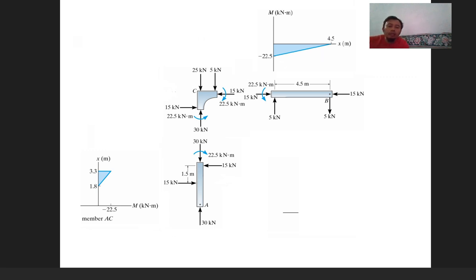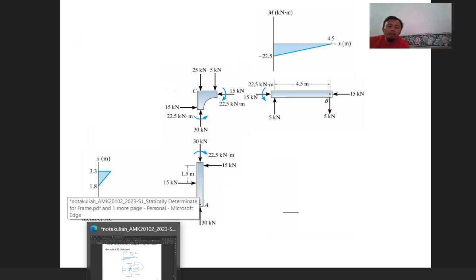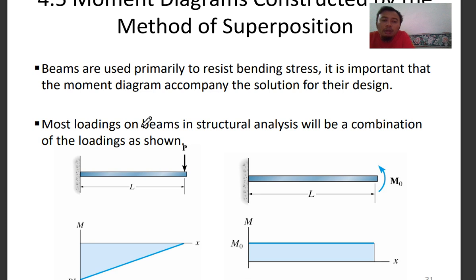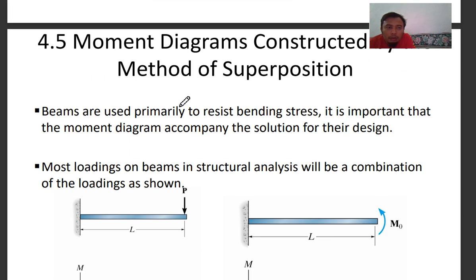Okay, some last part, a technique. This last part is a technique if you are facing problems with a combination of loads. This is called the method of superposition. Beams are used primarily to resist bending stress. It is important that the moment diagram accompany the solution for their design. It is important for you to draw a bending moment diagram.